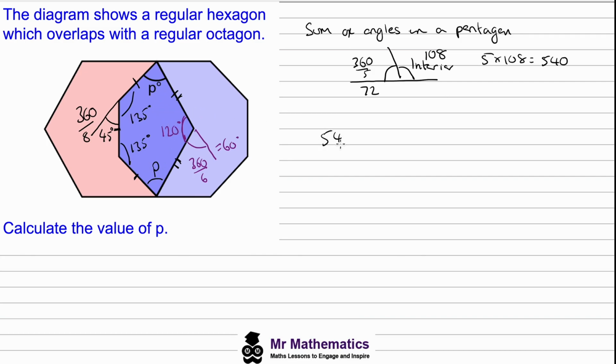So 540, take away 2 lots of 135, and the 120, will give us 2p. This will work out as 150, which is 2p. Divide both by 2, so p will be 75 degrees.